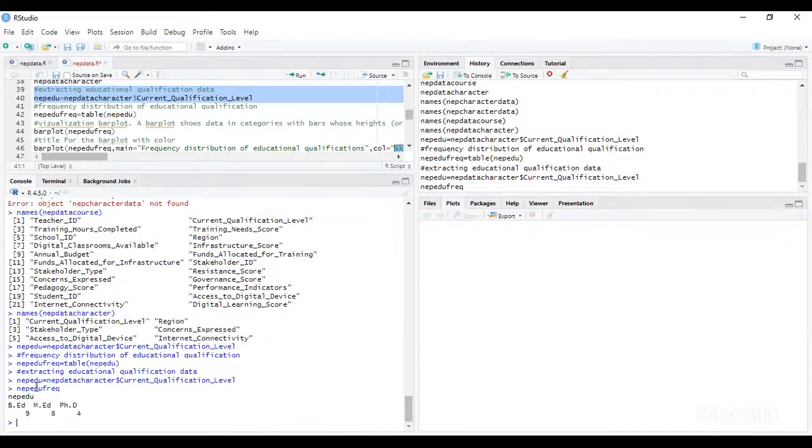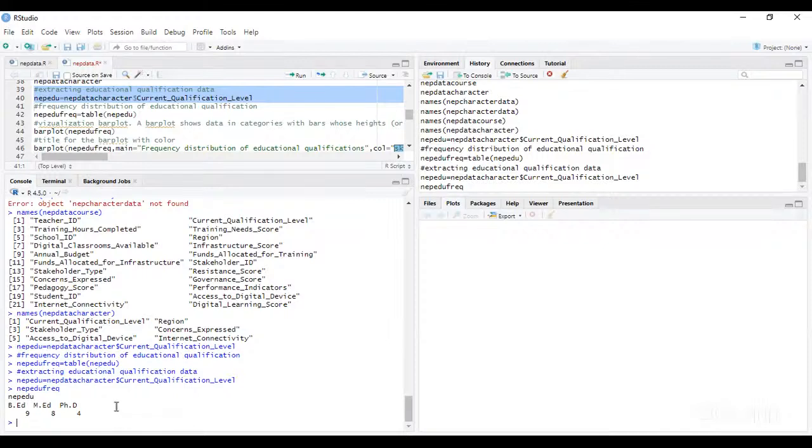So, ma'am, when you say it is not coming, it means the red part is coming. Red part means the error. When no red part is coming, everything is going in the right direction. So it is coming, but you are not checking the vector. You have NEP edu frequency equal to table NEP edu as the code. Now you have to check what is in that particular file. NEP edu frequency is your file, so you have to write down NEP edu frequency. Then it will come.